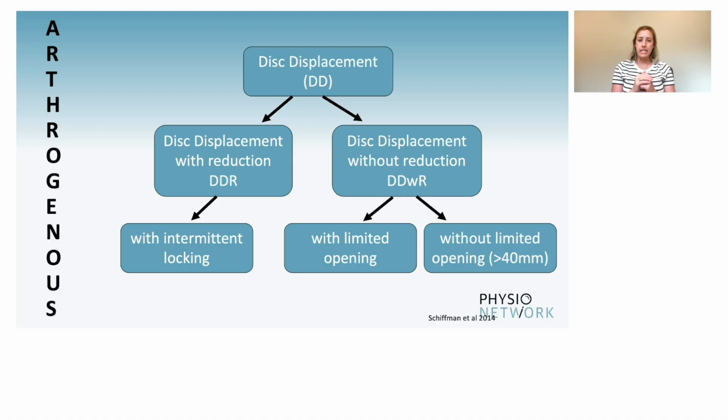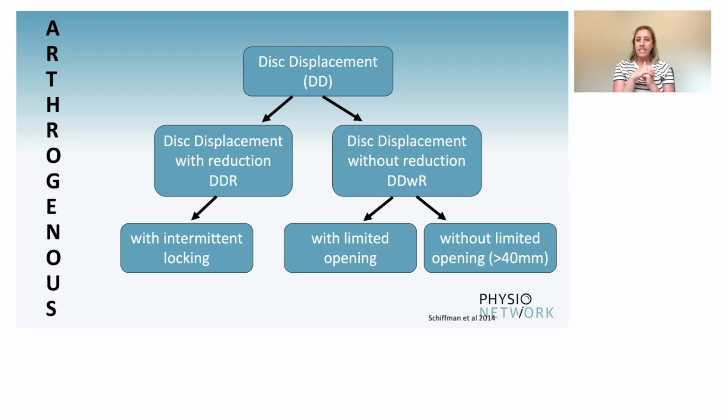So with a disc displacement, when the disc displaces, it generally displaces anteriorly. So remember, we talked about that disc sitting at the 11:30 position. What can happen is that disc can sit anterior to our condyle. And then when the condyle is moving, that disc moves with the condyle, and it can sometimes snap or click back into place when we're opening and closing, and then it will go back to sitting in that anterior position.